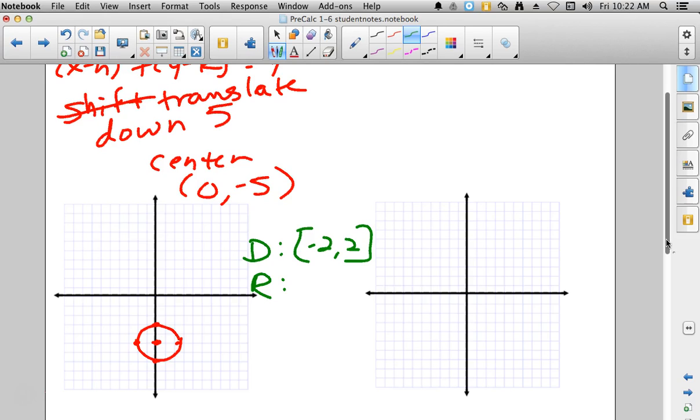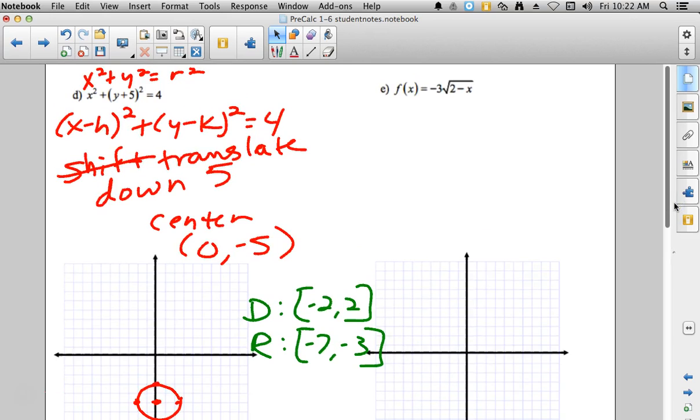Range. Negative 5, negative what? Yep. There we go. So the other ones, yeah, you guys have done domain and range a zillion times on that stuff.